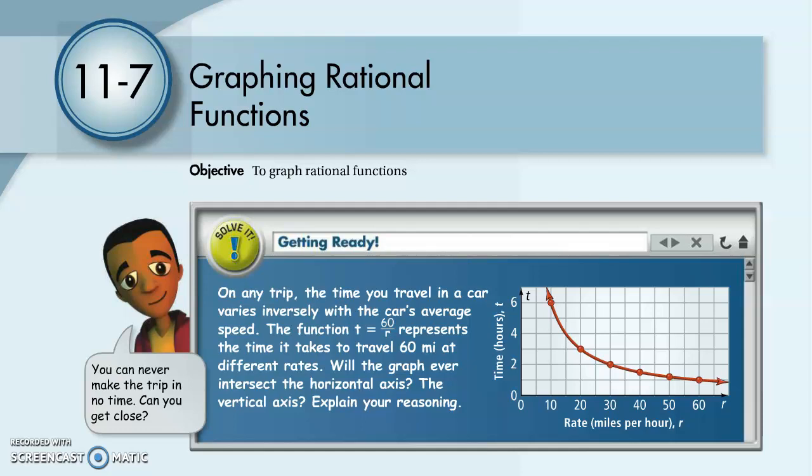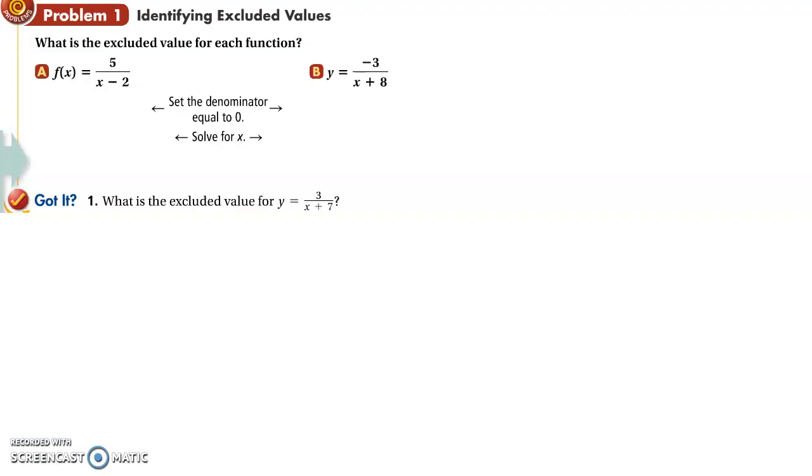We're actually going to start off with a really easy first part of the lesson. So away we go. The easy part is we are going to talk about how to find the excluded value for each function. Now, this is super easy. There's only two steps that we need to follow in order to find the excluded value. The excluded value will always have to do with the denominator.